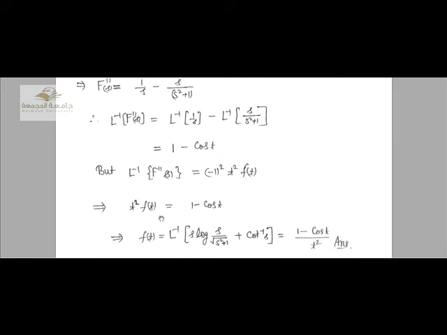But L inverse of d/ds of F(s) is equal to minus t times f(t), which implies t f(t) is equal to 1 minus cosine t. So f(t) is equal to L inverse of s log s over root s square plus 1 plus cot inverse s, which is equal to (1 minus cosine t) over t, which is the required answer.